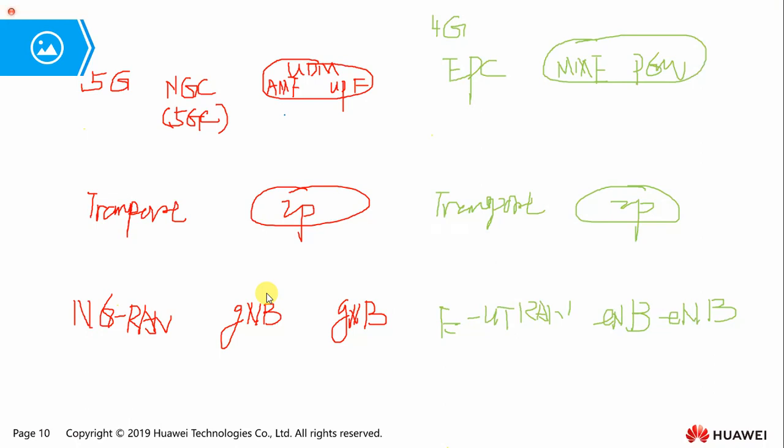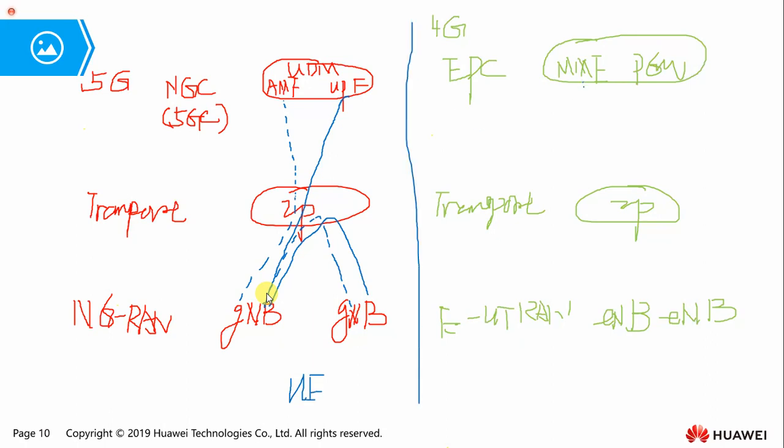This is for the control plane. For this is the user plane. This is the control plane and the user plane. This is the UE. And for 4G, the MME and IP transmission to the NodeB is the control plane, and the user plane.